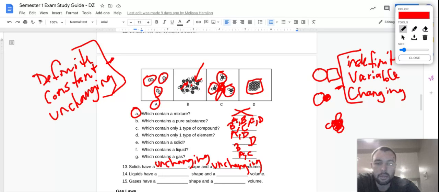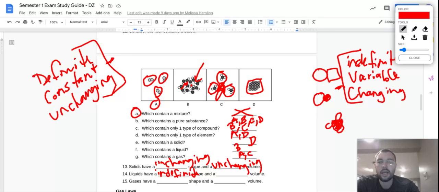So I'm going to use a different term here. I'm going to write indefinite, just so you can see. Indefinite. Oh, I spelled that wrong. Let me try that again. Indefinite shape, or you could put a changing shape, or you could put a variable shape. So the shape constantly changes, but its volume pretty much stays the same.